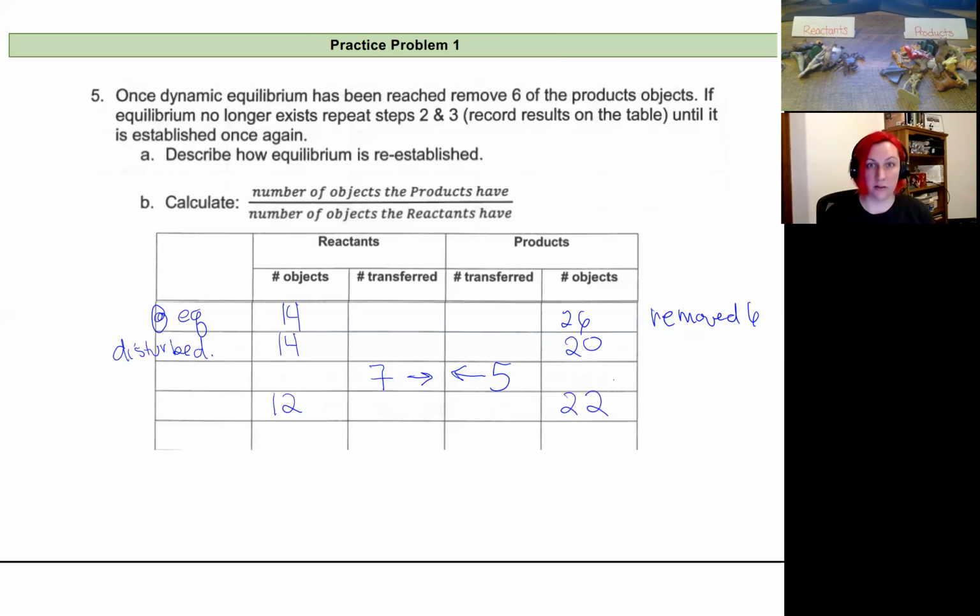All right, going to do the same thing. So this time, half of my 12 is 6, and a quarter of my 22 is going to be, if I round up, like 5.5, right? So I'm going to round up to 6. So I'll transfer these: 1, 2, 3.